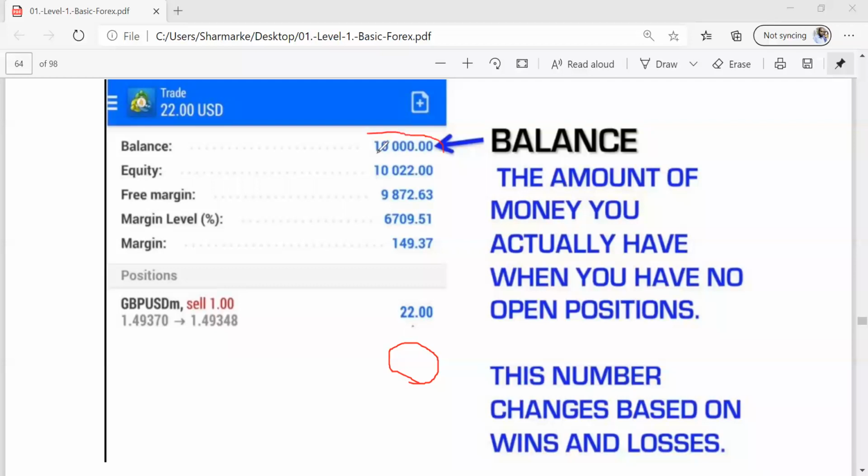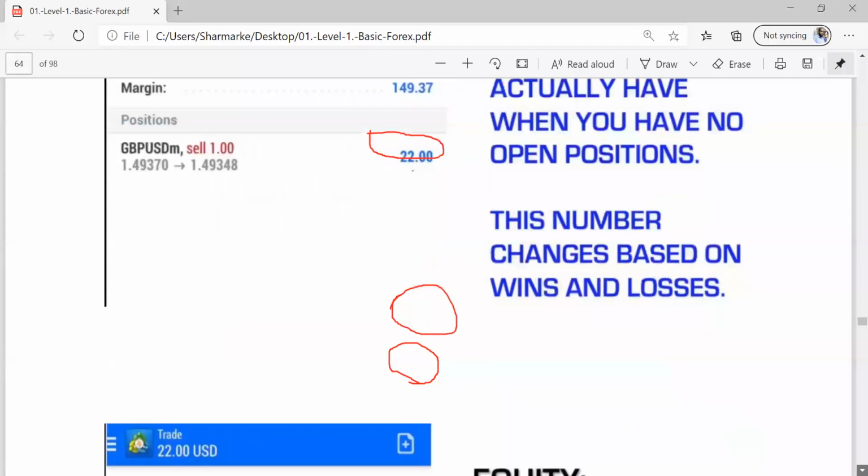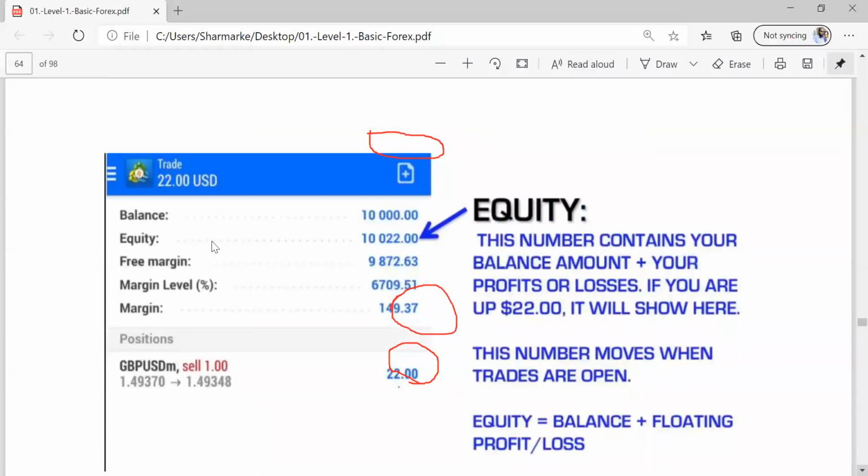This balance will only change when you close in profit or when you close in minus or a loss. That is the time it will change. As long as the trade here is running, the balance remains the same. Here we come to the second part, equity. This number contains your balance plus your profit or minus your losses. If you are up $22, it will show here. This number moves when trades are open. It's floating. This number goes up and down as long as the trade is running. Maybe it goes to 25 and sometimes comes back to 19, 17. So this number is just moving up and down depending on the win or the loss.